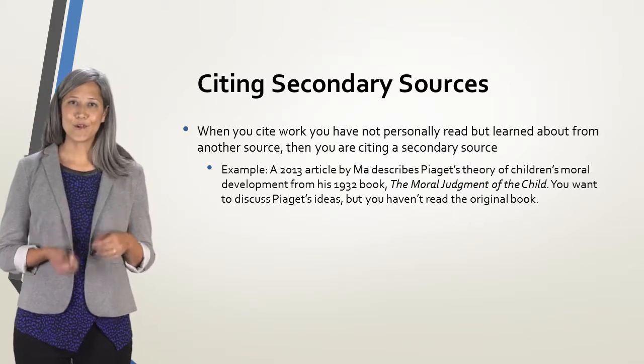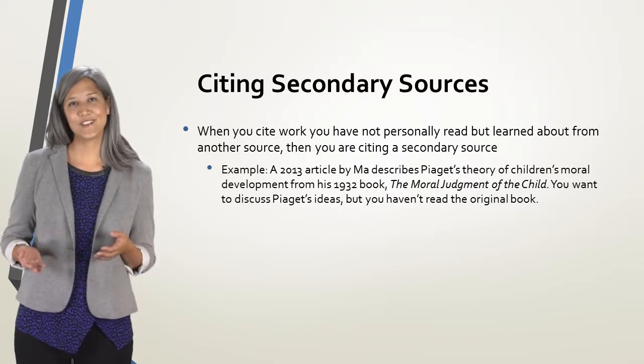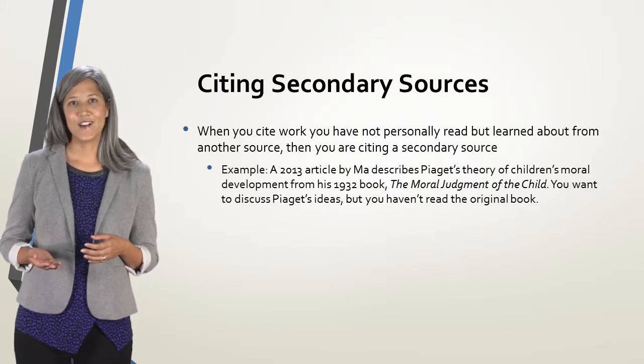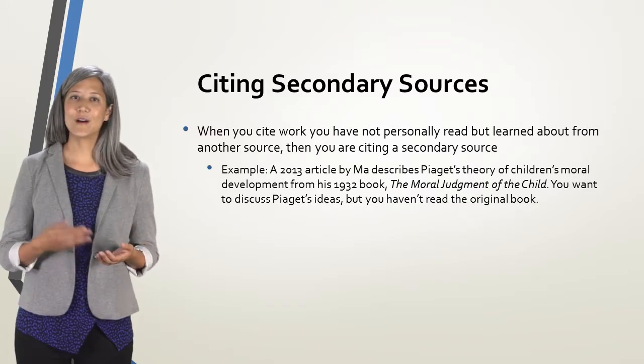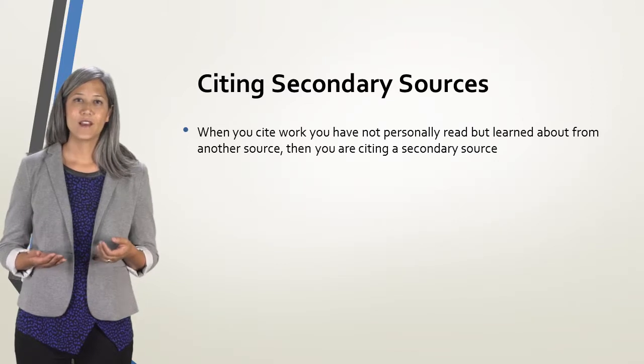In your paper on moral development, you want to describe Piaget's ideas, but perhaps you're unable to track down that original book. So then you can use the article published in 2013 as a secondary source.